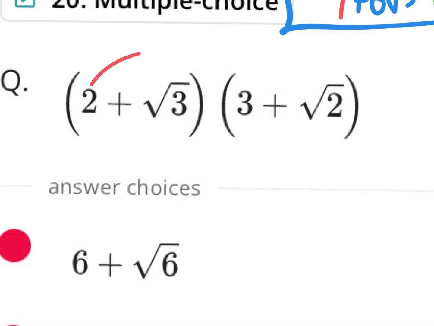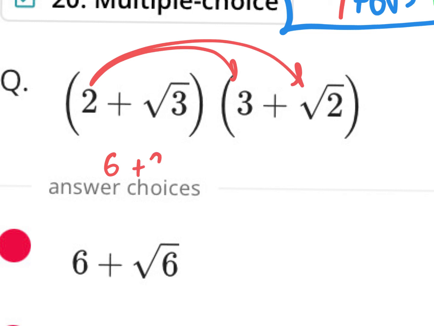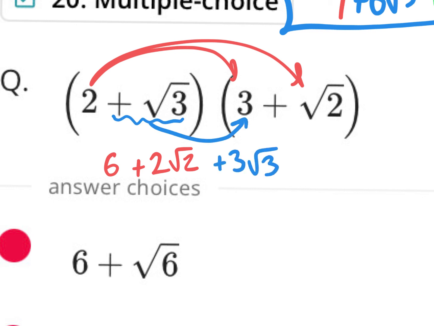On this one, we're going to distribute. 2 times 3 is 6. 2 times square root of 2 is 2 square root of 2. Square root of 3 times 3 is positive 3 square root of 3. And then square root of 3 times square root of 2 is positive square root of 6.